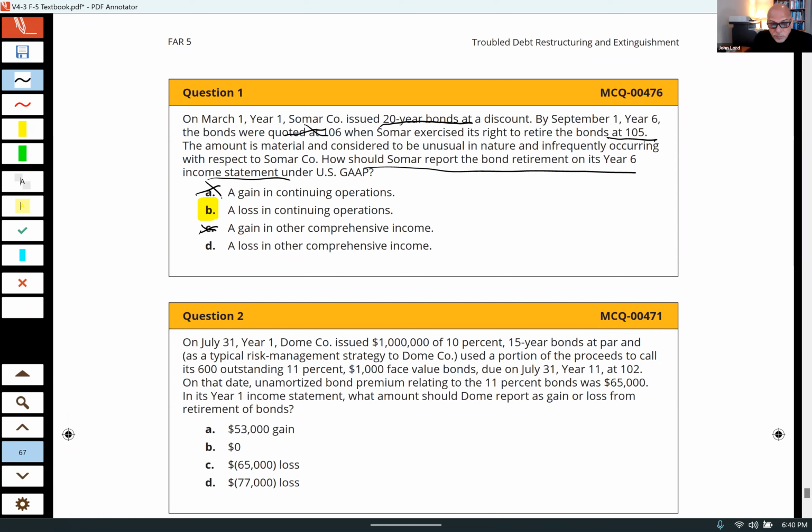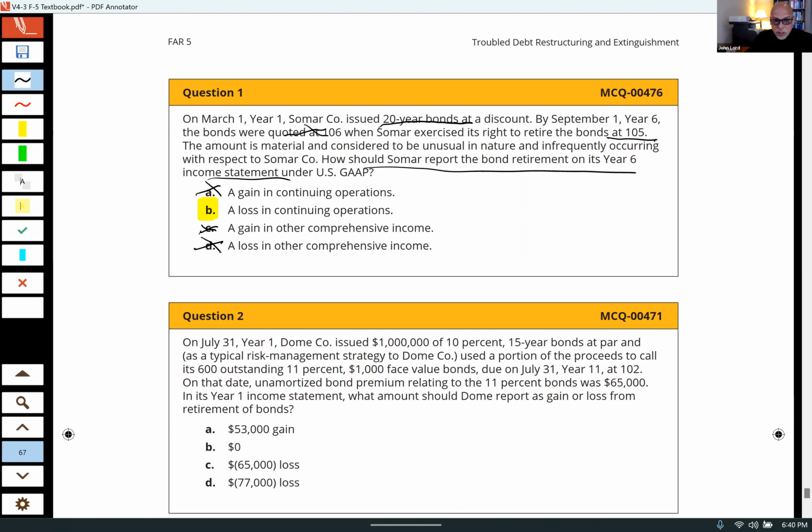And at no point in time did we ever talk about losses from early extinguishment of debt being considered comprehensive income. Comprehensive income, we talked about unrealized holding gains and losses on available for sale securities. This is not that. This is a liquidation of debt, and we never talked about that being part of our comprehensive income. So D is not correct.